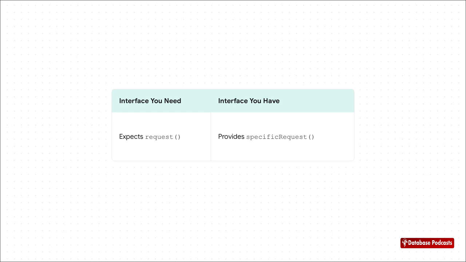Let me break that down. Let's say your application is designed to call a method named request, but this legacy component you have only provides a method called specific request. The adapter sits right in the middle. Your app calls request on the adapter. The adapter then turns around and calls specific request on the legacy component, passing everything along. It's a really clean and elegant way to solve that incompatibility problem.